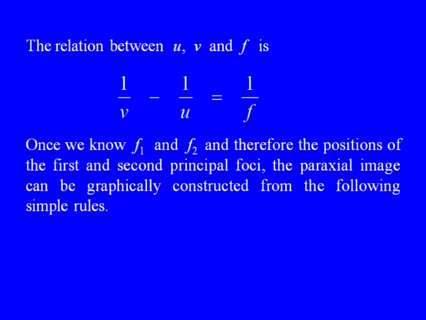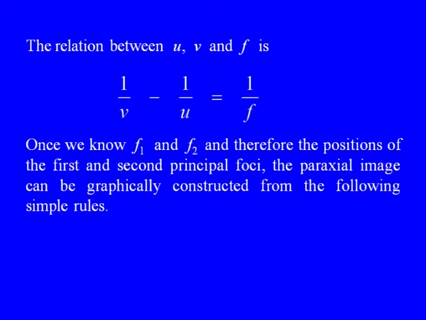Now, the relation between u, v and f is 1 upon v minus 1 upon u is equal to 1 upon f. This relation is very popular and most commonly used for finding out the distance of the image when the object is at a distance u and f is the focal length of the lens.